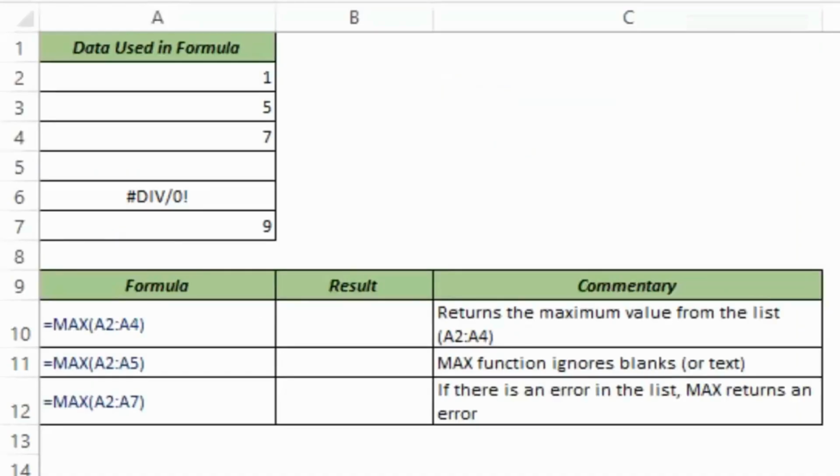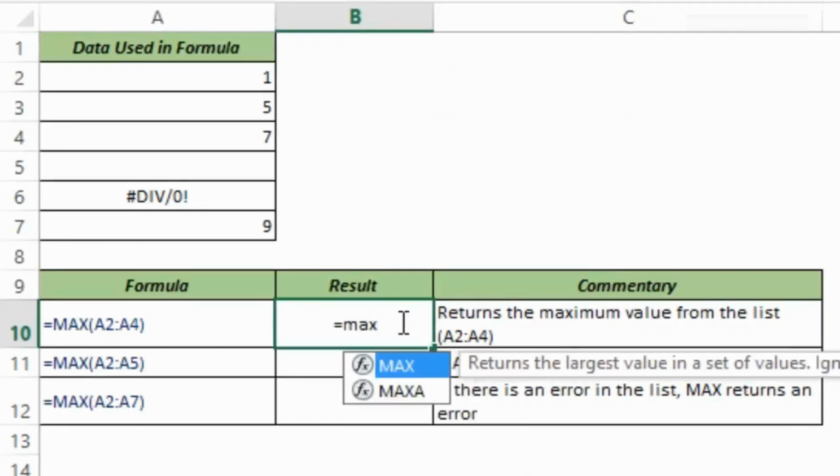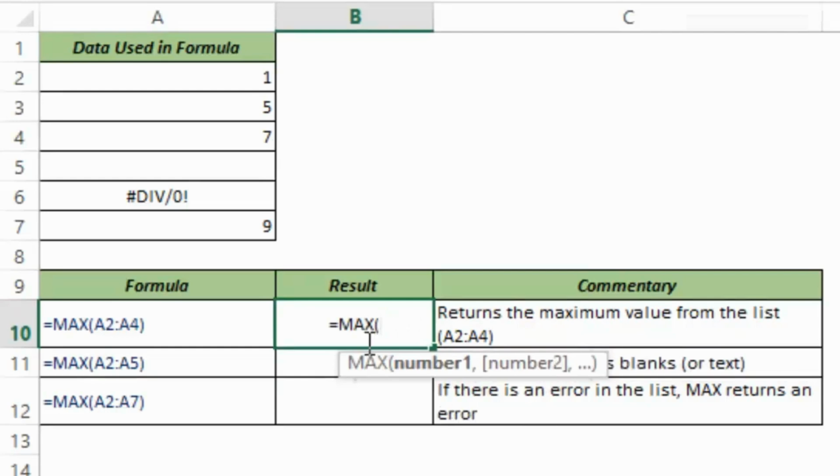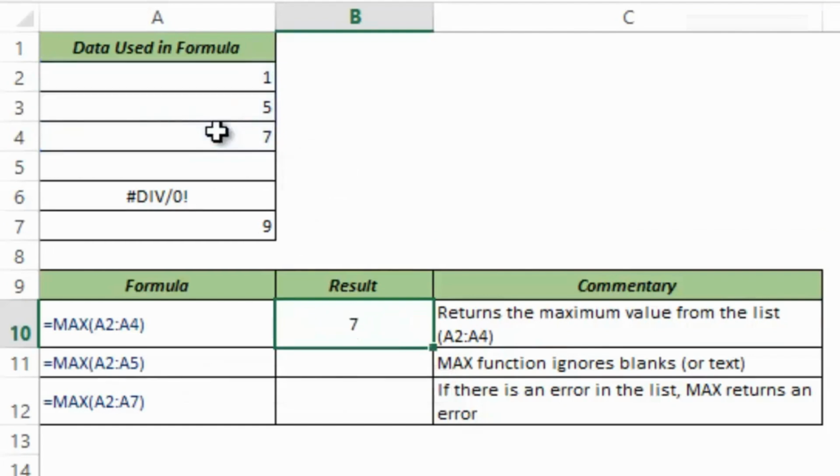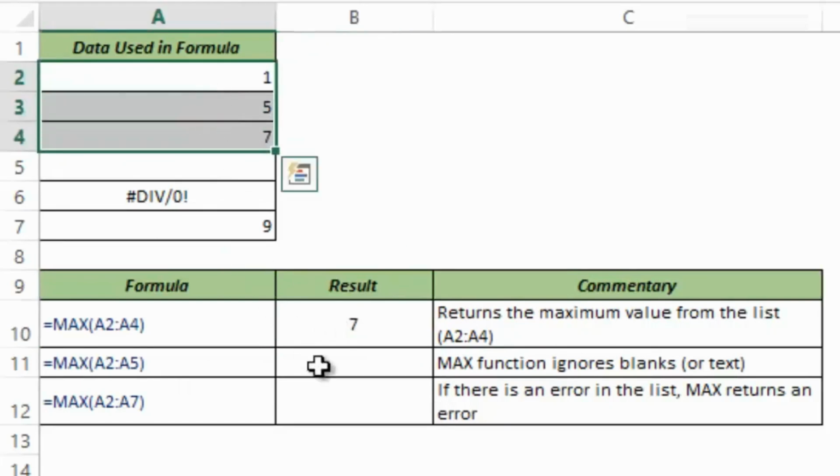Max function returns the maximum value from a list of numbers that you have typed in. So let me show you how this works. I type max and I hit tab to autocomplete. You can see max function takes a number of arguments. Either you can type the numbers manually separated by commas, or you can give individual cell references, or you can have a single or multiple ranges. In this case, let me select A2 to A4. Now when I hit Control Enter, this gives me 7 because 7 is the maximum number among these three numbers.